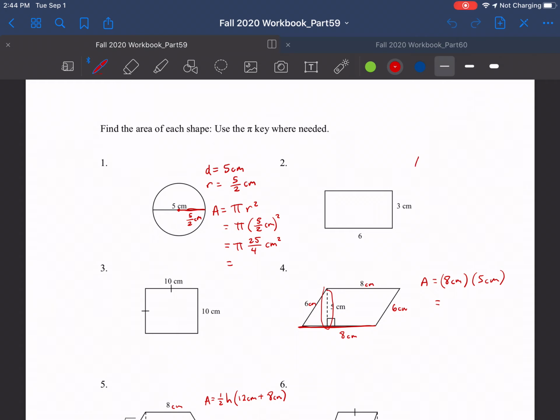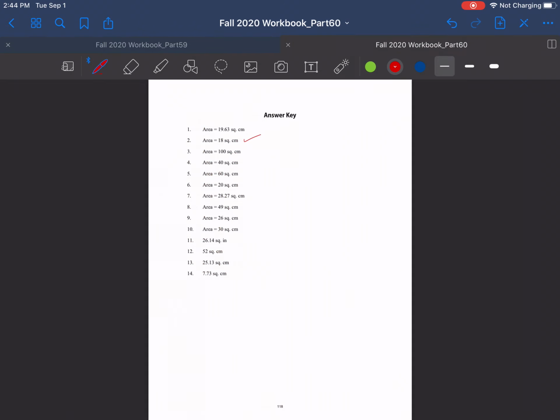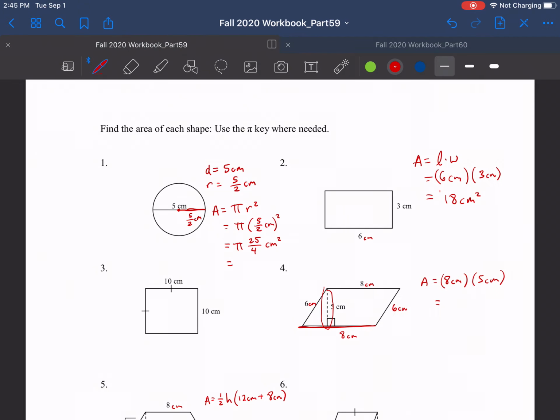So this is a rectangle, and the area is length times width. The length here is 6 centimeters. It should have centimeters on it there. 6 centimeters times a width of 3 centimeters, and 6 times 3 is 18, and centimeters times centimeters is centimeters squared. And so if we check back over here, 18 square centimeters, that's what we've got.